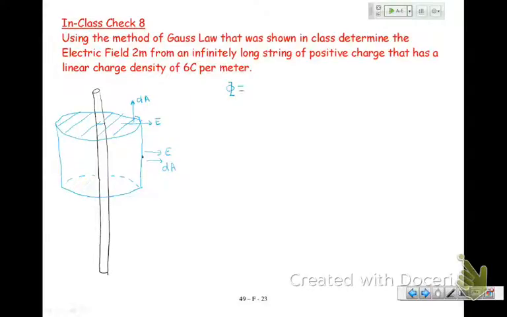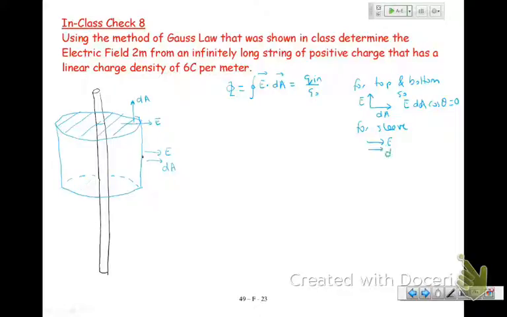So I say flux is equal to the surface integral of E dot dA, which equals Q inside over epsilon naught. For the top and bottom, E is perpendicular to dA, so E dA cosine theta equals 0. And for the sleeve, E is parallel to dA, so E dA cos theta is equal to E dA.